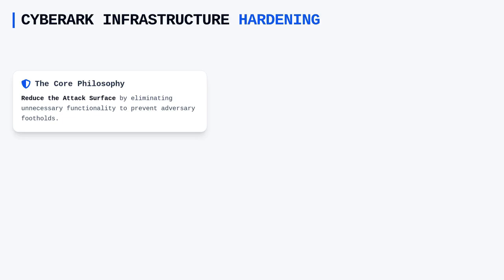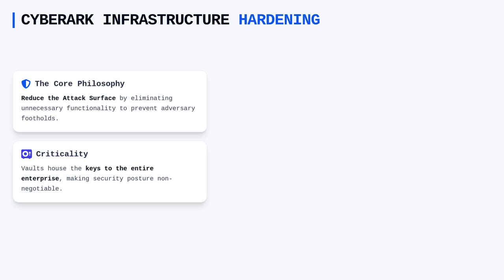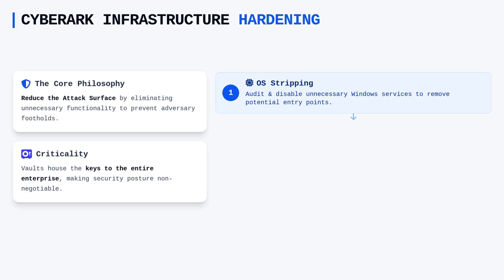Hardening is fundamentally an exercise in reducing the attack surface by eliminating unnecessary functionality. When we talk about CyberArk infrastructure, we are dealing with vaults that house the keys to your entire enterprise, which makes their security posture non-negotiable. The primary goal is to strip the operating system down to its absolute essentials, removing any component that could serve as a foothold for an adversary.